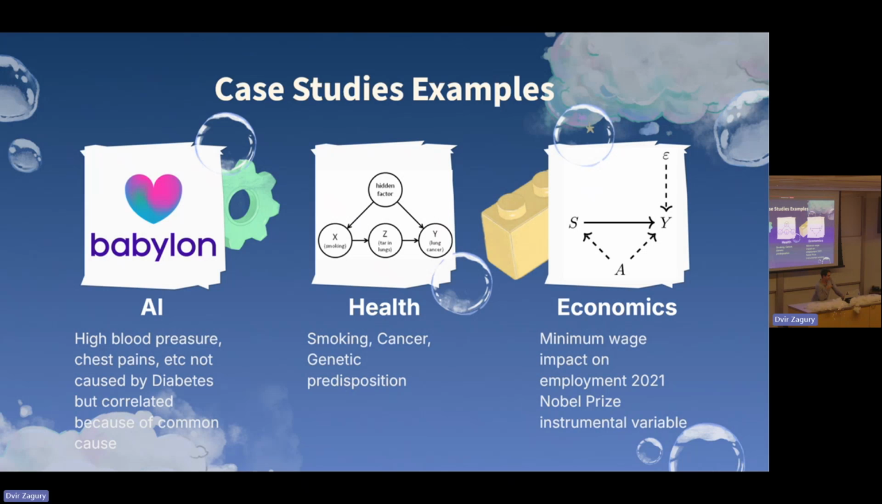And another one is also about health. If you were 100 years ago trying to figure out if smoking causes cancer, you might be convinced, or maybe you have the interest to say that smoking doesn't cause cancer, but that there's a genetic predisposition that causes people to smoke and also causes people to get cancer more easily.